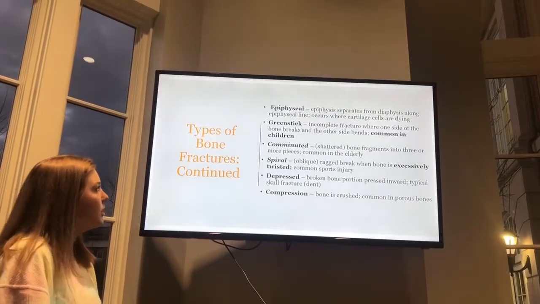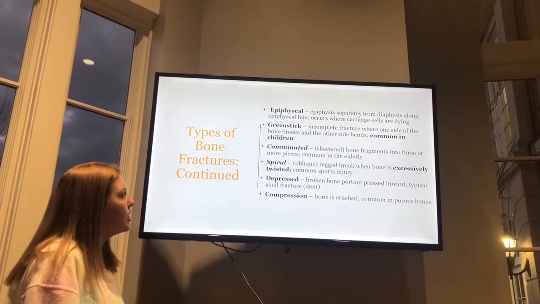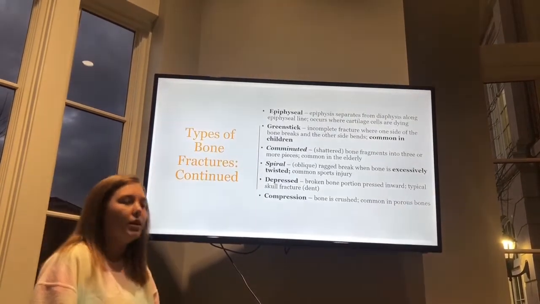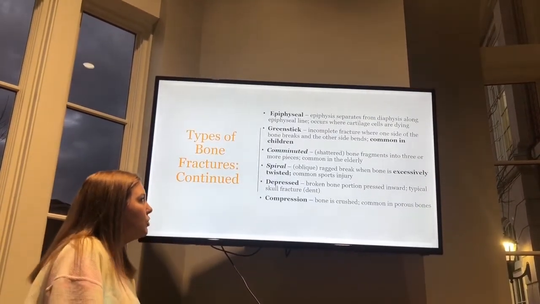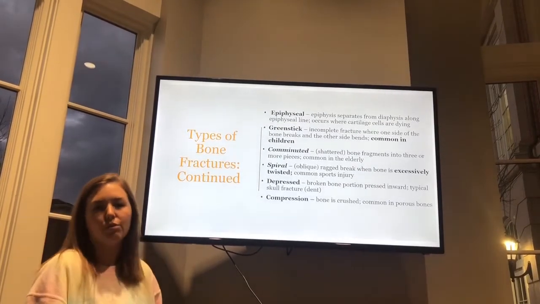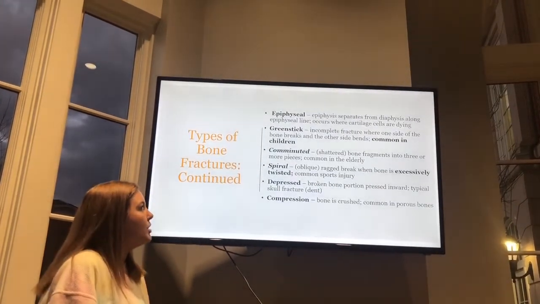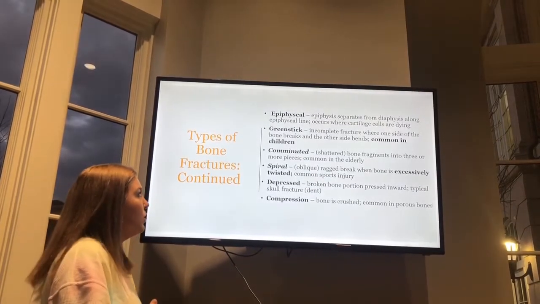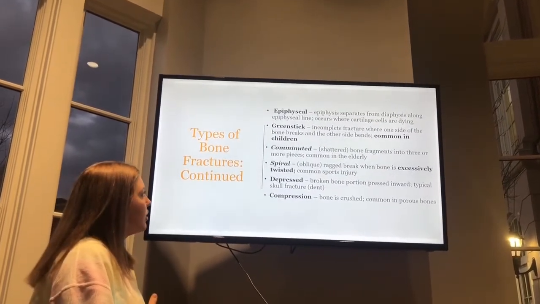Next, we have a green stick fracture. This is an incomplete fracture where one side of the bone breaks and the other side has a bend in it. This usually happens in children because their bones are still in a period of growth. They're not fully developed, and the bones are able to bend a little bit more than they are in someone who's fully developed.